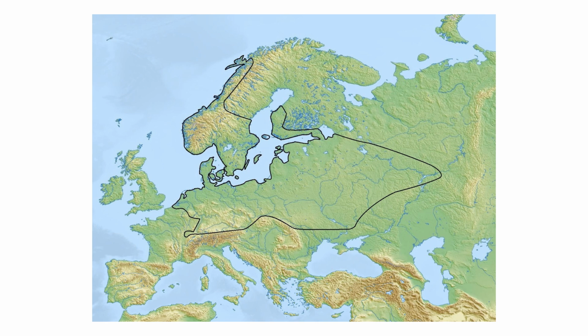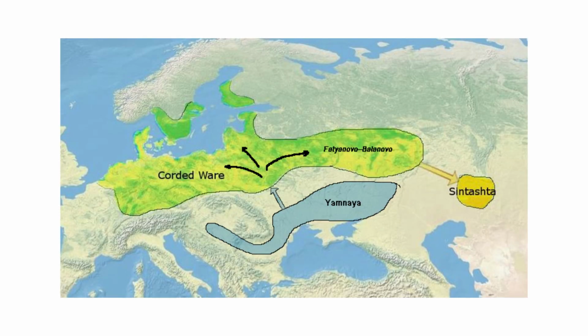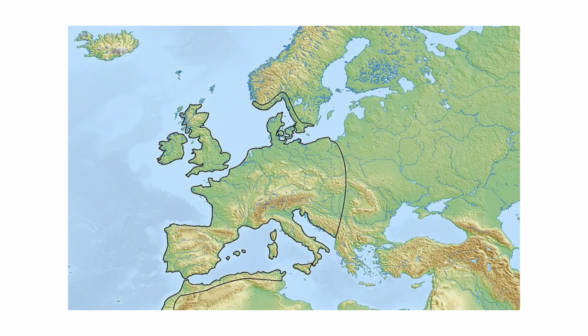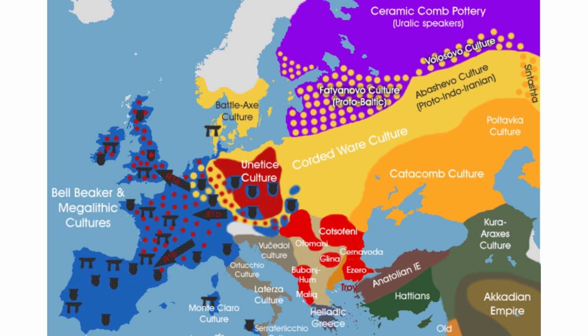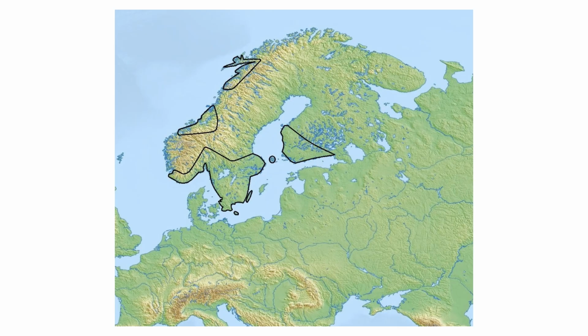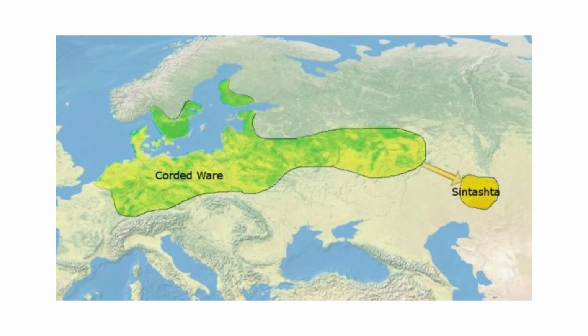So they expanded in different directions. First, we have the Bell Beaker people. The Bell Beaker people give rise to Celtic groups or the Italic groups. The Corded Ware culture also gives birth to another culture called the Battle Axe culture. The Battle Axe culture is the ancestor of Nordic people and all of those, Germanic, yeah. And then we have the Eastern Corded Ware.